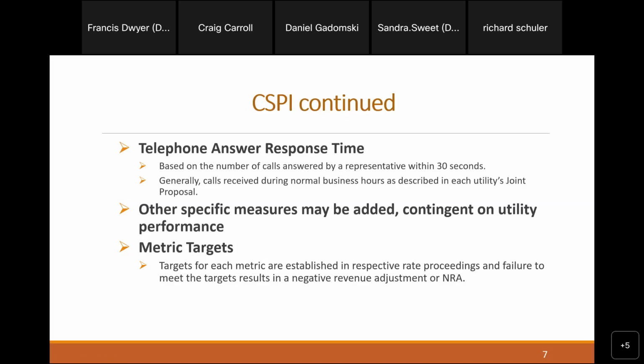So those are the three main ones. The overall mechanism may include other metrics to incent improvements in those particular areas, which are typically implemented through individual rate proceedings. And failure to achieve any established targets of these metrics would result in the utility incurring a negative revenue adjustment, or NRA.